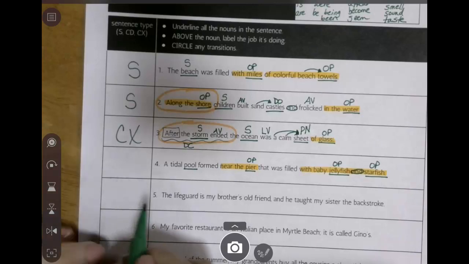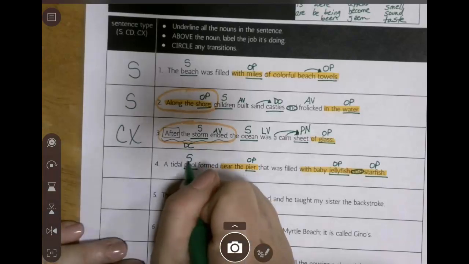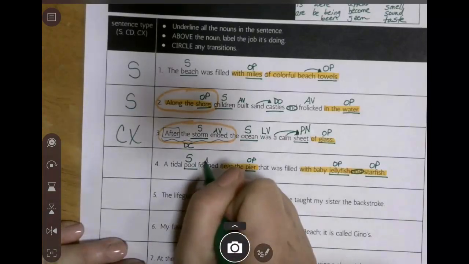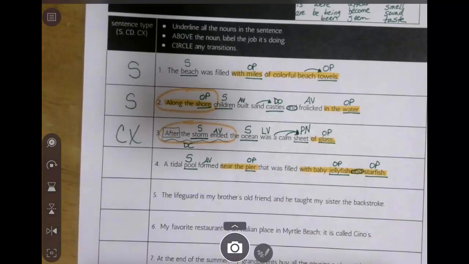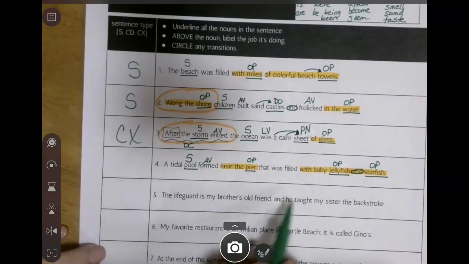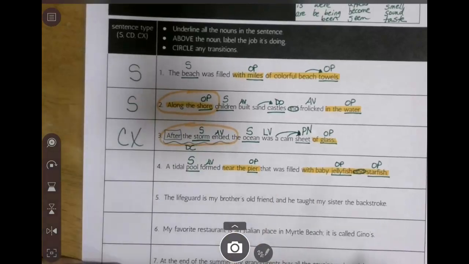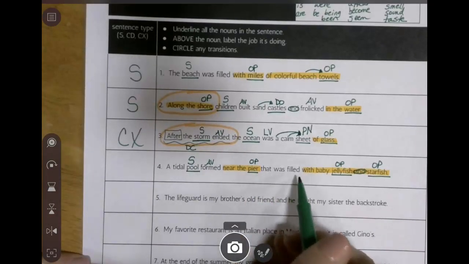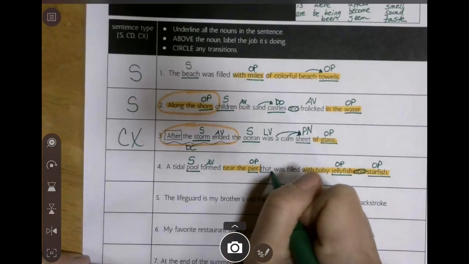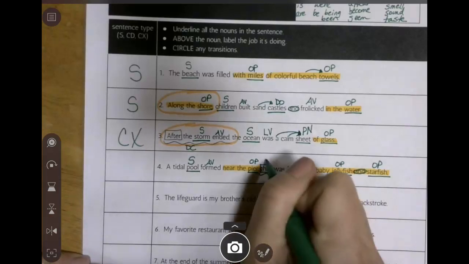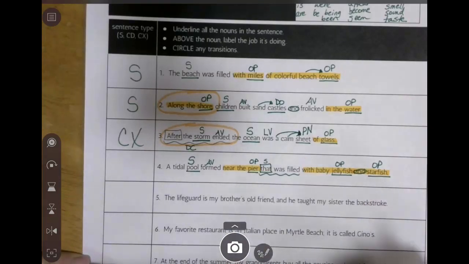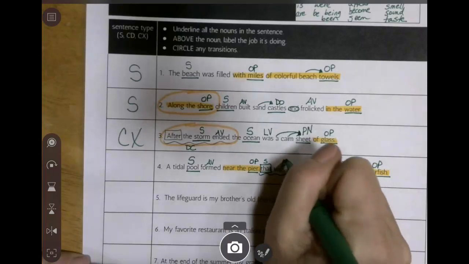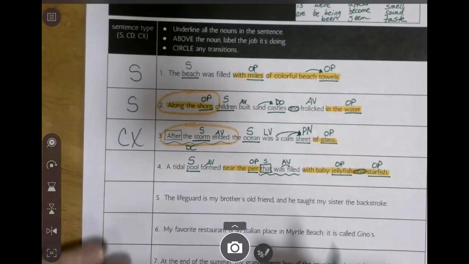All right, so I'm going to go look for my subject, pool. And the pool did what? It formed. So I figured out the jobs of my nouns. Now I need to figure out the sentence type. I have that was filled. Well, I know that that is a subordinating conjunction. And it acts like the subject. And then was filled is my verb. So this is a complex sentence.